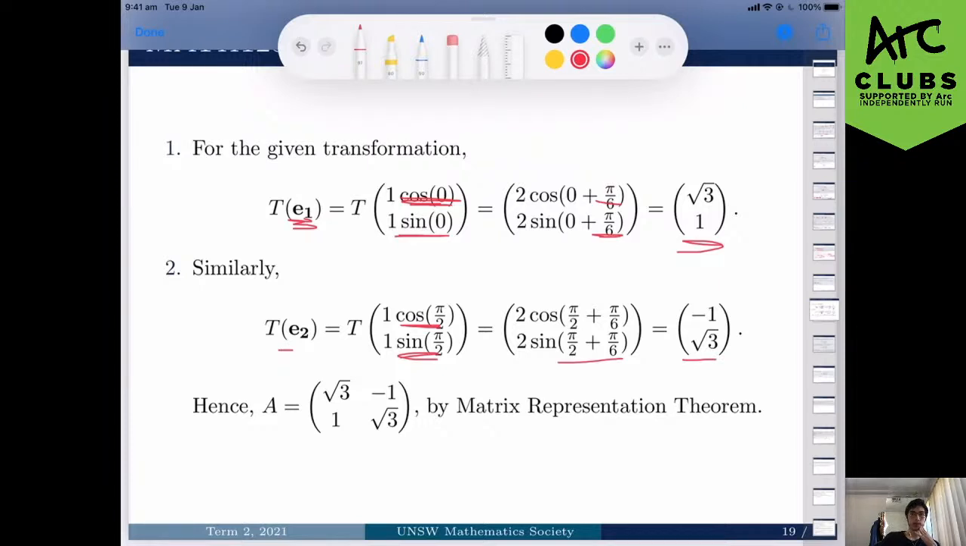And so to get the matrix, we just put these columns together. That's the first column, that's the second column, and then we have our answer. Cool.